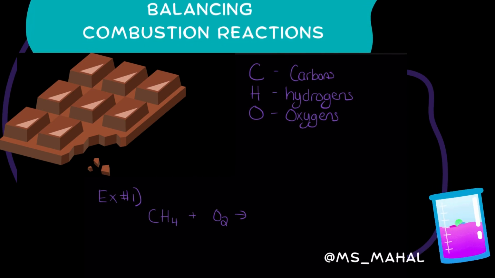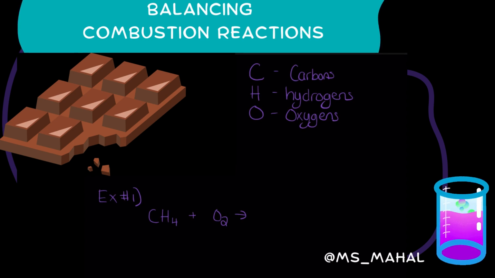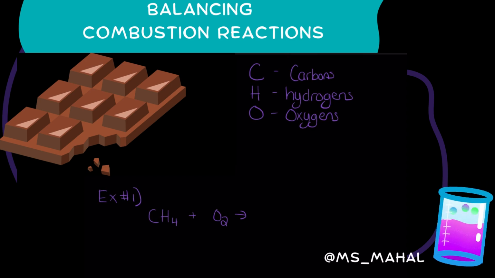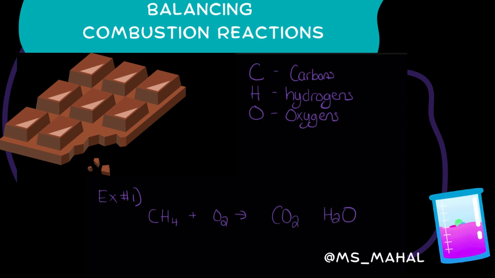Okay, so what we're doing here is we have our hydrocarbon, CH4 or methane, and we are adding oxygen to it. So whenever you see a combination of this, we know it's going to be combustion. We're going to assume for these ones it is complete combustion. So our products will always be CO2 and water. Now, using our chocolate rule, we're going to go ahead and balance our carbons first.